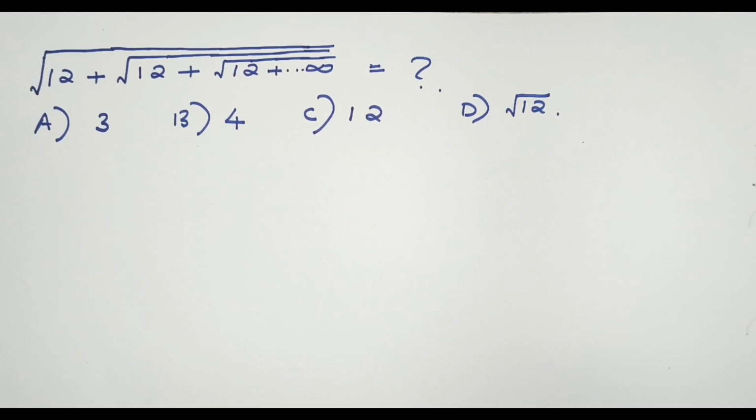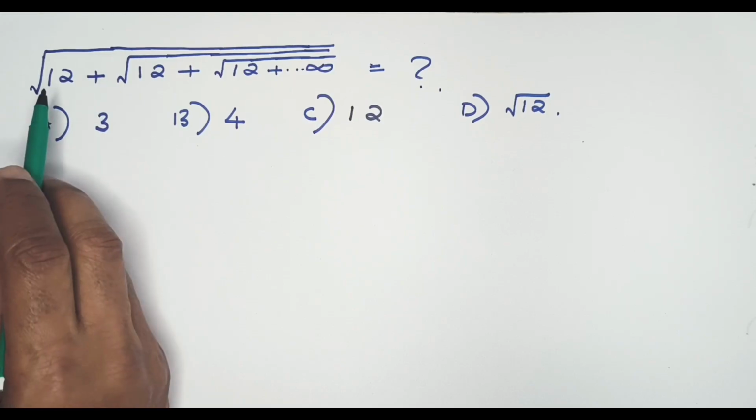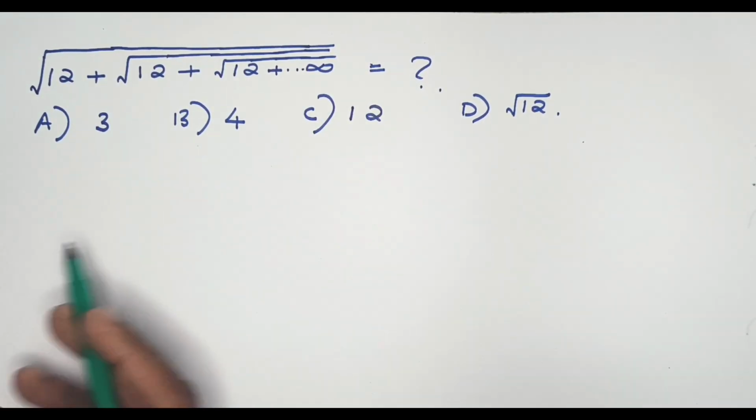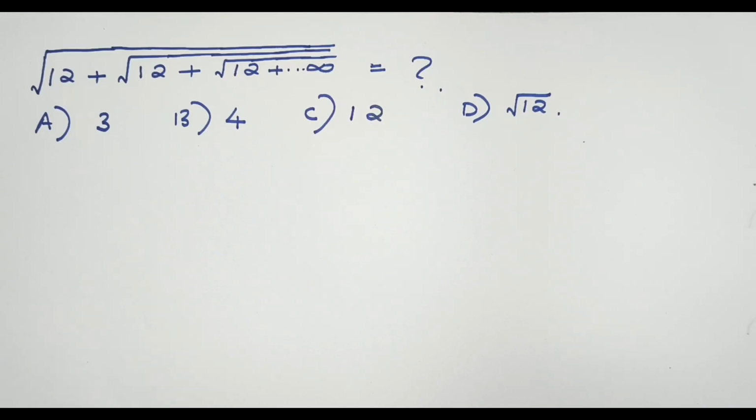Hello everyone. In today's video, we are looking at a few simplification techniques which are highly useful in all competitive exams. We are finding the square root of 12 plus square root of 12 which goes up to infinity. First, I will show you the shortcut which you can do in just a second without pen and paper in your mind. Then I will take you through the logical explanation for the shortcut used here.